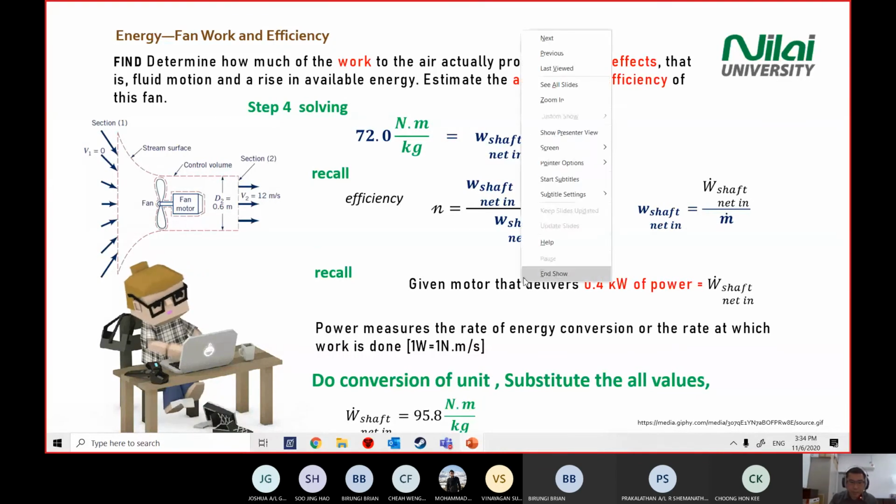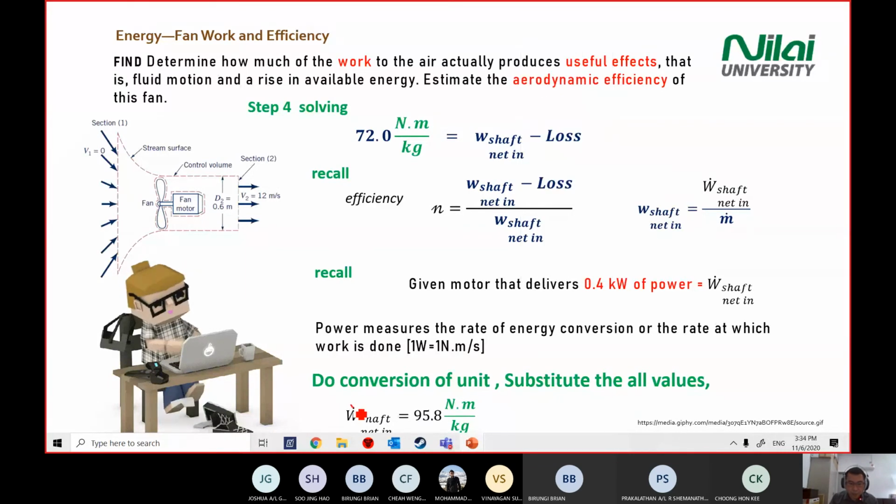Sorry, I think this one doesn't have the dot there. Okay, no dot. W shaft equals 95.5, 95.8 Newton meter per kilogram. Typo error again. So this is how we use the energy equation to solve.